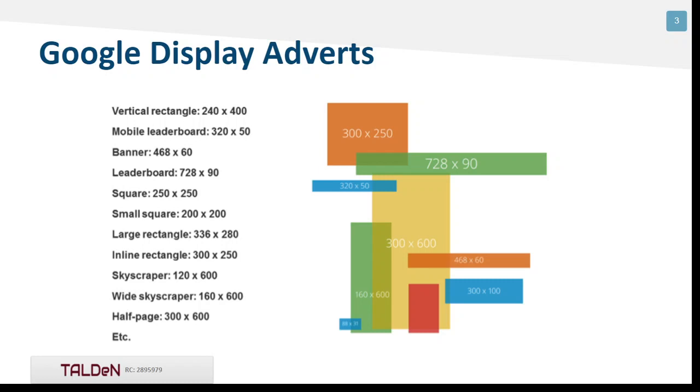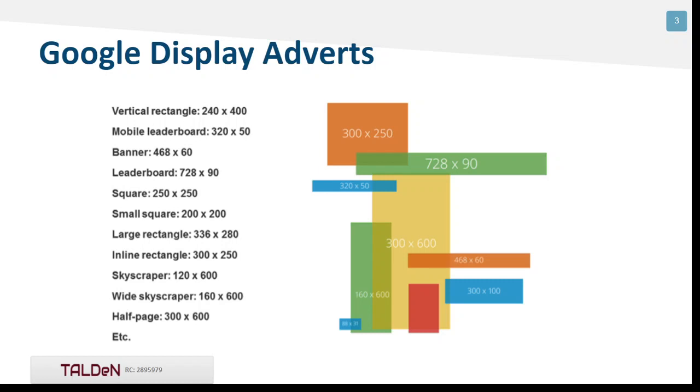In the past, normally if you're creating a display ad, these are more or less the basic sizes for creating an advert. You have 240 by 400. You have the mobile leaderboard 320 by 50. You have the normal banner. The one that we always recommend is 300 by 250, which is the inline rectangle, which is what most businesses use for their Google display adverts.